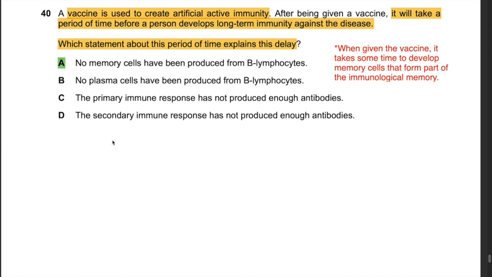That is why once memory cells are produced, when the secondary immune response occurs, it occurs quickly and antibody production occurs at a higher rate, hence leading to very little delay. However, over here, since it refers to a person being given a vaccine, it will take some time, and that time is taken in order to produce memory cells. And the answer should consist of no memory cells being present in the body, that is, no memory cells have been produced from B lymphocytes.